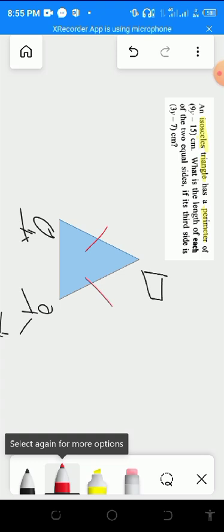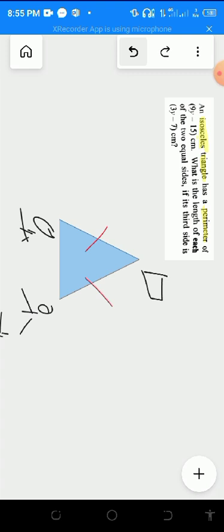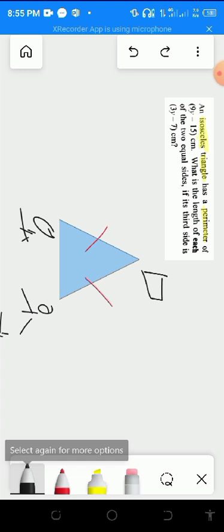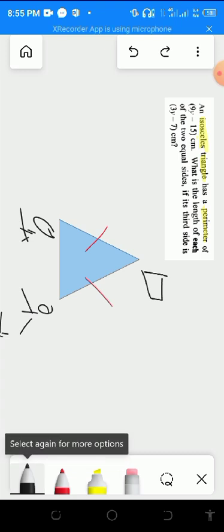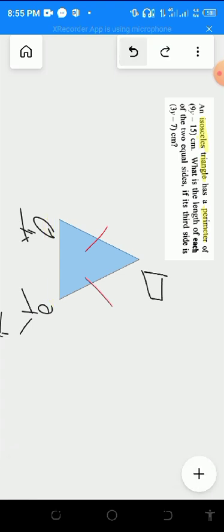So what is the length of each of the two equal sides? That is what they are asking us to find. If its third side is 3y minus 7. So the third side should be somewhere down here, at this point, from you to me or me to you. That is the third side, because we already have from the question that the two sides are equal. So from here down here, from your point to my destination, that is what we are talking about. Is that okay? All right, perfect.